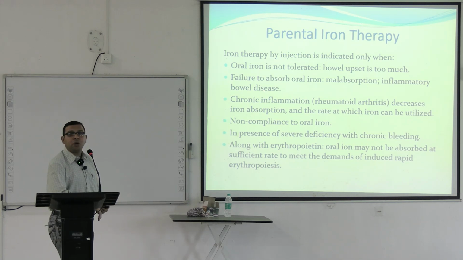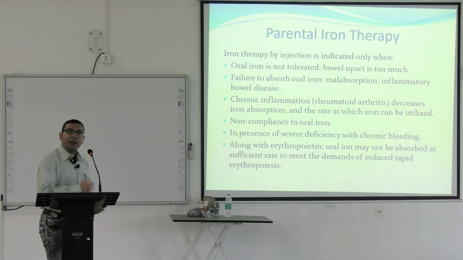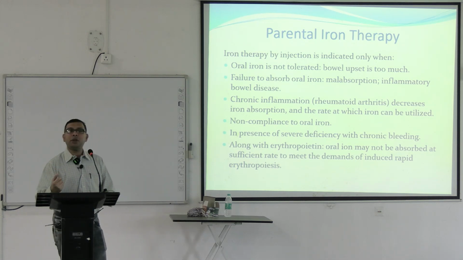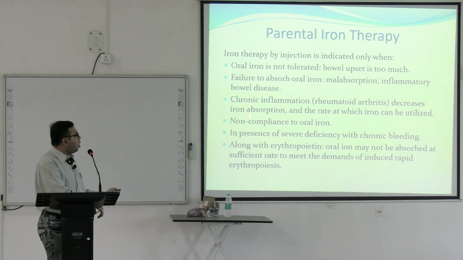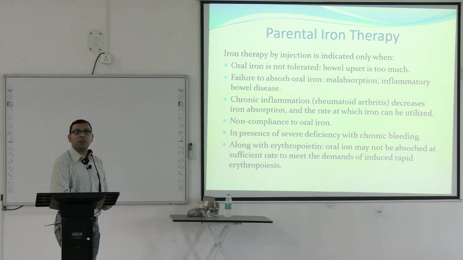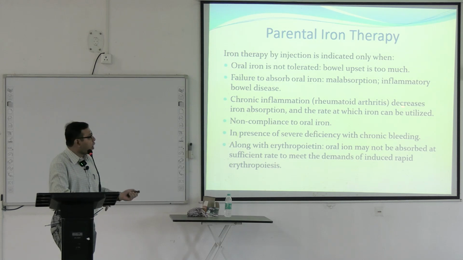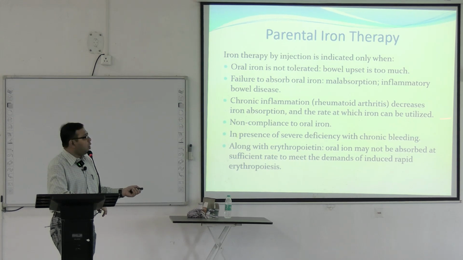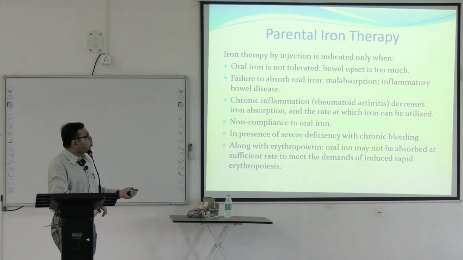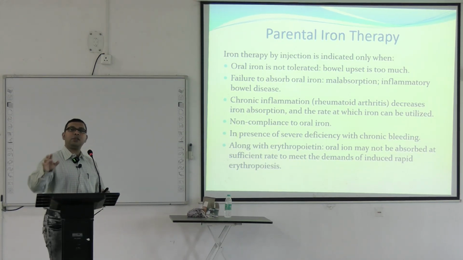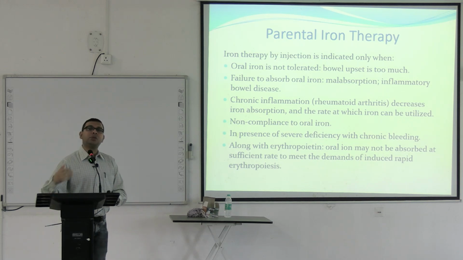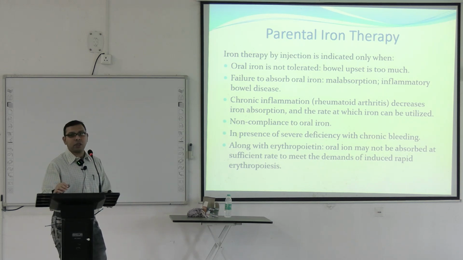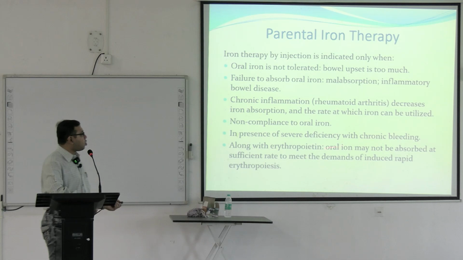Failure to absorb iron. If there are some syndromes where malabsorption happens, or some inflammatory bowel disease where the absorption capacity of the bowel is already compromised, in those cases we have to give parenteral iron. Chronic inflammation. There are some chronic inflammatory diseases like rheumatoid arthritis that decrease iron absorption and the rate at which iron can be utilized. Here it can be used. Non-compliance to oral iron: even if there is no adverse effect, some patients will not take the medications as prescribed. This may happen. So in those cases it is to be given.